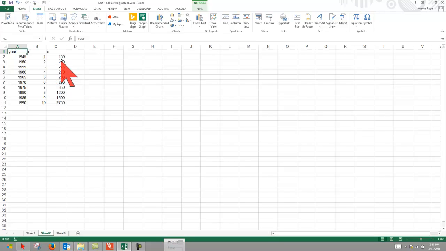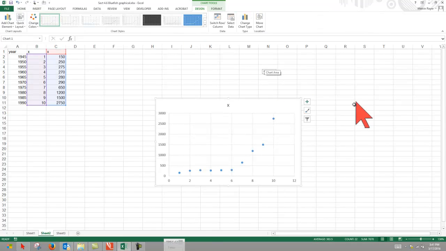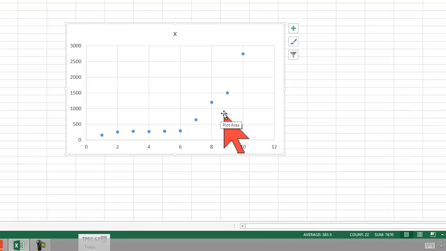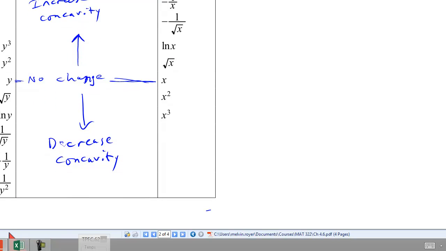Here is the actual Y data, and if I want to take a look at what this looks like, insert a scatter chart and see that this is not linear, it's wildly nonlinear, and it is concave up, or in other words, the concavity is positive. If I wanted to linearize that, then I should be trying to decrease the concavity since it's now positive. And so I should be trying transformations like this, replacing x by x squared, x cubed, or y by square root of y, log y, and so on.